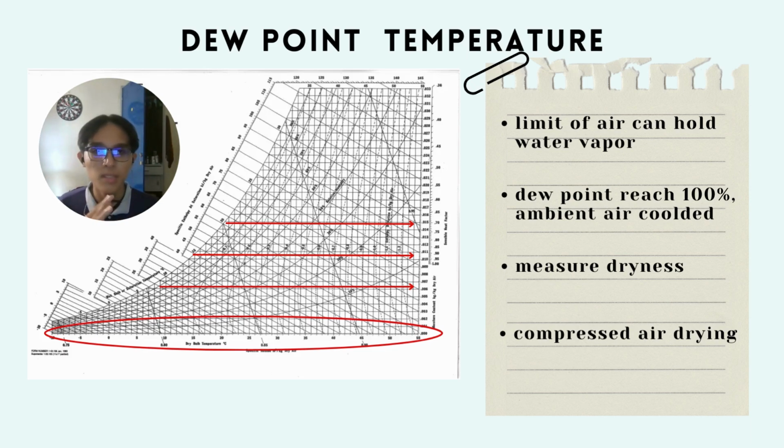So next we're gonna talk about dew point temperature. What is dew point temperature? Dew point temperature is a limit of ambient air that can hold water vapor. It means that if the relative humidity reaches 100%, the ambient air will gradually cool. Such an application is usually used to measure dryness, such as compressed air drying.